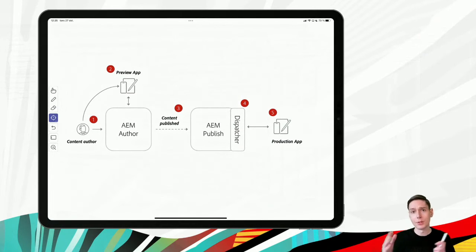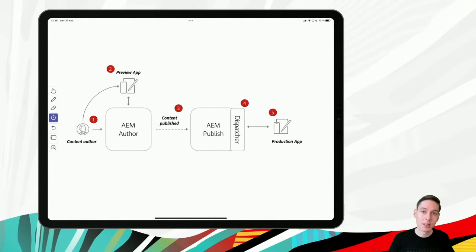But obviously, we also need a production app. So here on my iPad, you can see the basic setup of how this works, right? In this case, I have my preview application connecting directly to my AEM author. And my content author is creating content using the content fragment editor to create, in my demo's case, an article. So they use the AEM author interface to create the content.